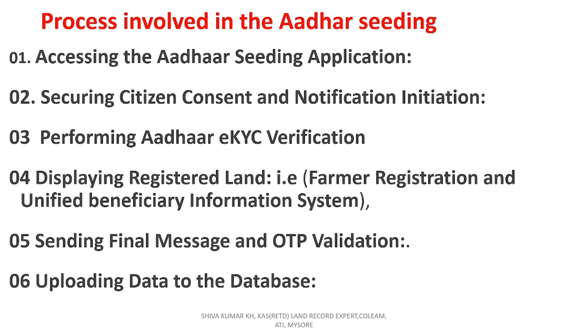So, what are the processes involved in this Aadhar seeding? Number one is accessing the Aadhar seeding application. The VAO will access the official Aadhar seeding web application by logging in with the registered mobile number and selecting the village circle and specific village from which to download its data. The second thing is securing citizen consent and notification initiation. Upon field visit, the VAO meets each citizen to secure consent for linking their Aadhar to Bhumi RTCs, initiating the SMS notification process upon consent with an OTP shared by the citizen.